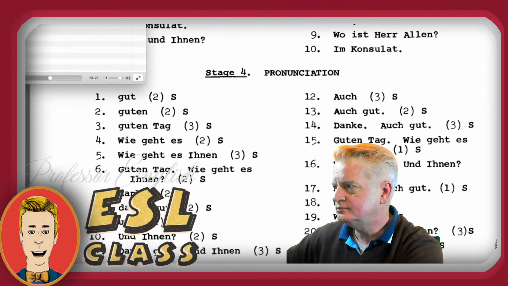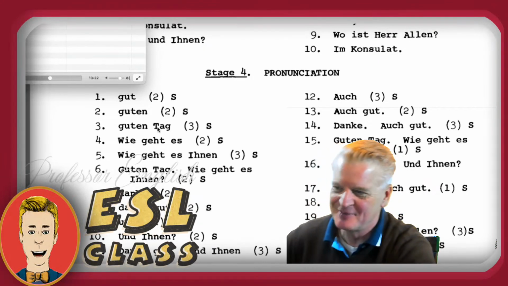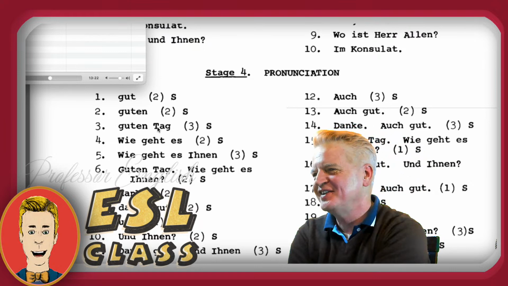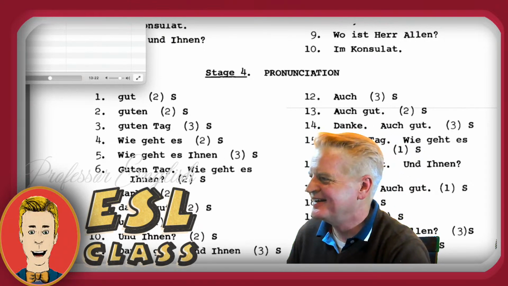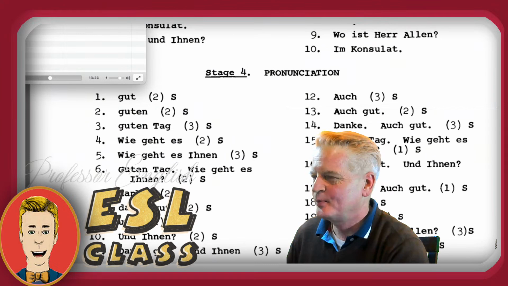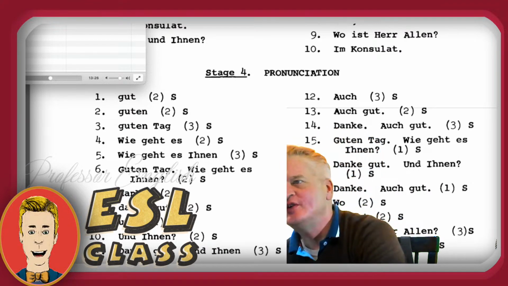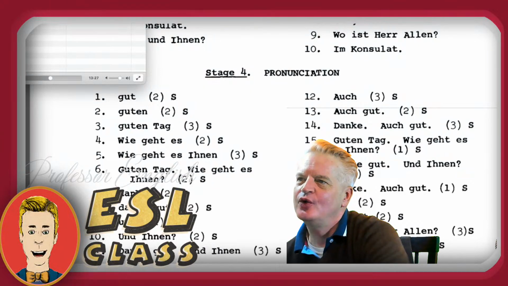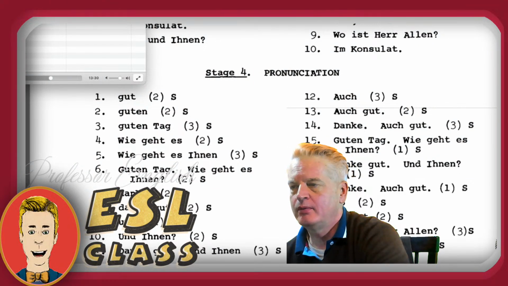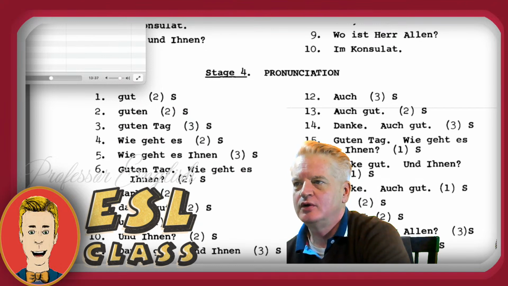Stage 4. Pronunciation. Okay, this one is set up different from the other ones, so that's why I wasn't really participating. But now that we get to pronunciation, we'll start participating. All right. 1, Gut. So remember, we have to round our lips with that oo. Gut. 2, Guten. 3, Guten Tag.